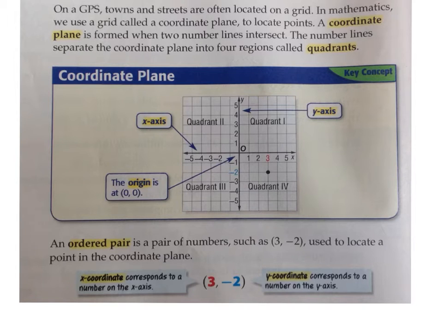One is we can see that this coordinate plane is split up into four parts right here. So 1, 2, 3, 4. And the prefix quad means 4. So that's why this is called quadrant 1. And so quad 4, so it's split into 4 parts. Quadrant 2, this is quadrant 3, and quadrant 4.